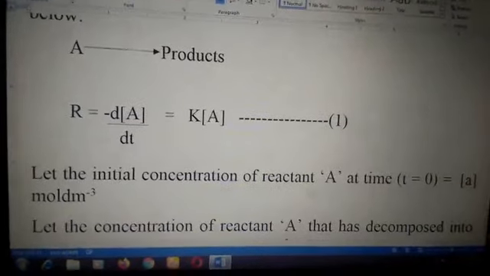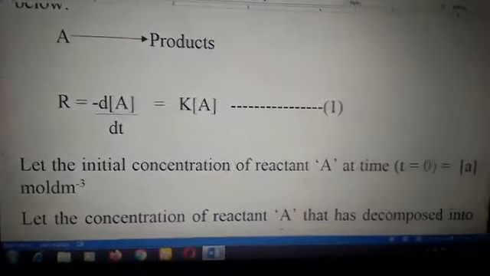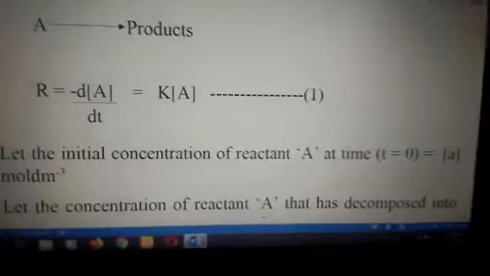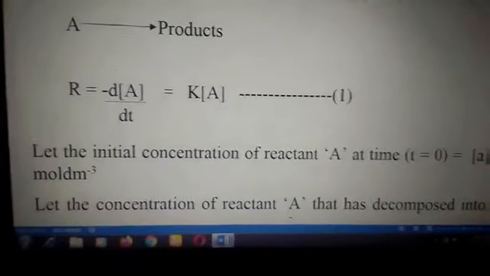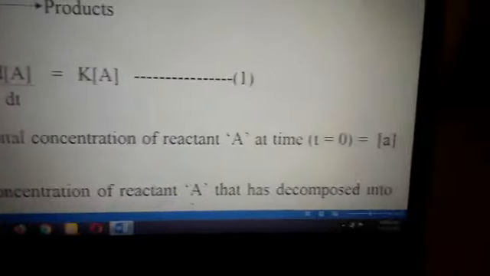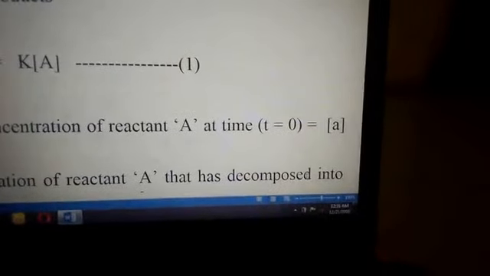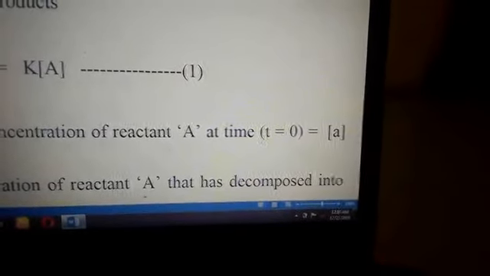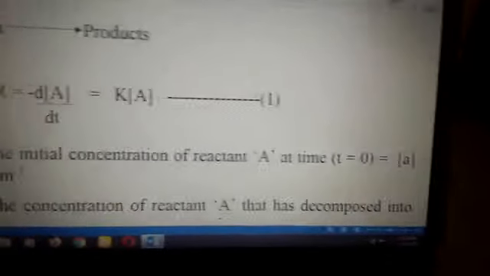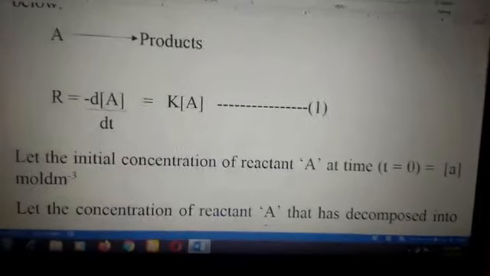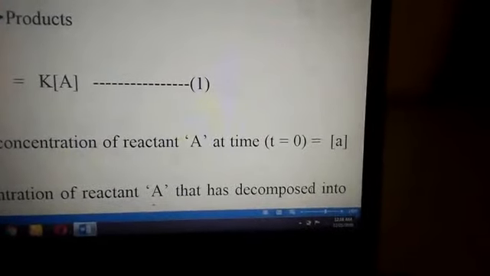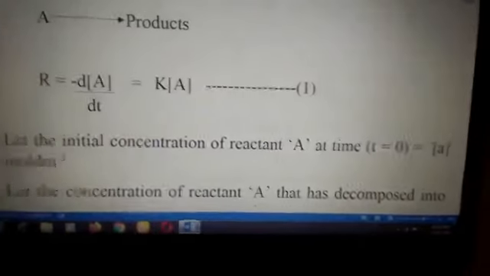Now, let the initial concentration of the reactant A at time 0 be given. Initial concentration means the concentration of A before the reaction started. So the initial concentration of A at time 0 is equal to small a in square bracket, [a]. That square bracket a means the concentration of the substance A before the reaction started, at time 0. So it becomes [a], mole per dm³.